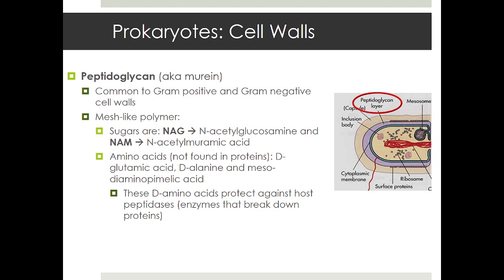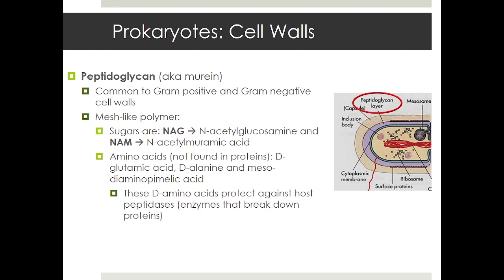The composition of peptidoglycan is a mesh-like polymer, so many long chains of sugars and amino acids that come together to form a large net-like network that is very strong and difficult to penetrate. The sugars are N-acetylglucosamine and N-acetylmuramic acid, and the amino acids, interestingly, tend to be of the D formation.